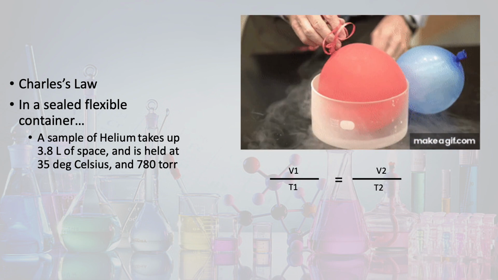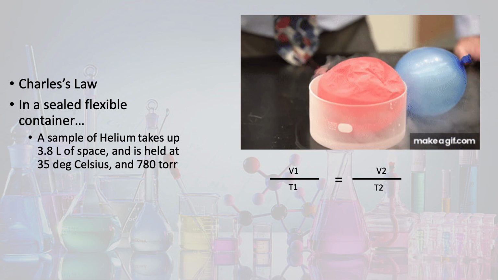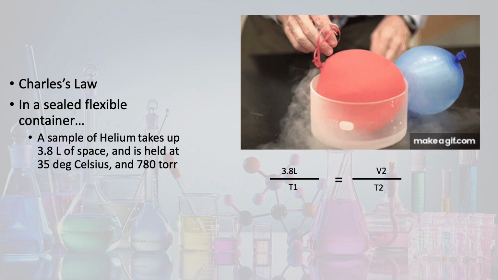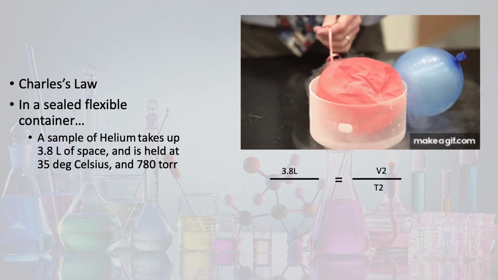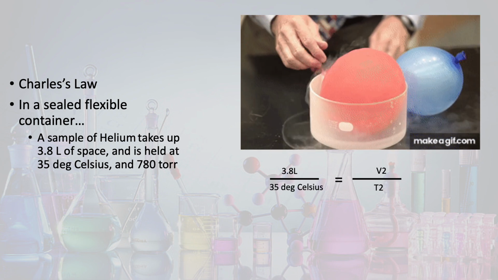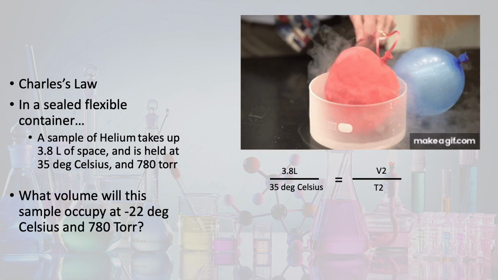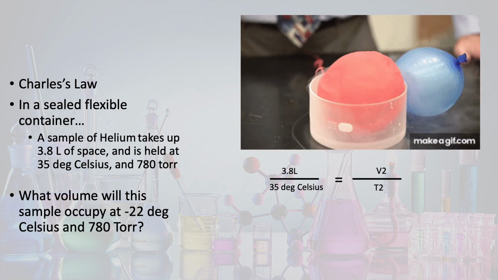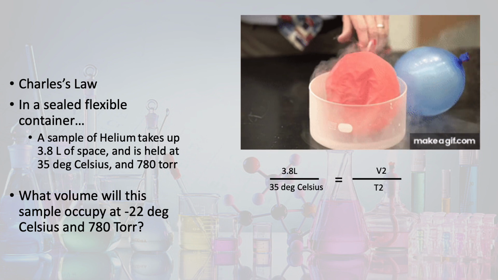The two variables that are going to change, because we're using Charles' law, V1 over T1 equals V2 over T2. First, let's plug in some of our variable information. We know V1 is 3.8 liters of space. We know T1 is 35 degrees Celsius. Apologies for this loading so slow. Next, we need to identify what T2 is going to be. We want to determine what the volume of this gas will be at negative 22 degrees Celsius, and again 780 torr, so we're holding pressure constant.